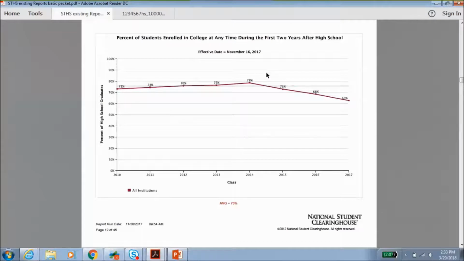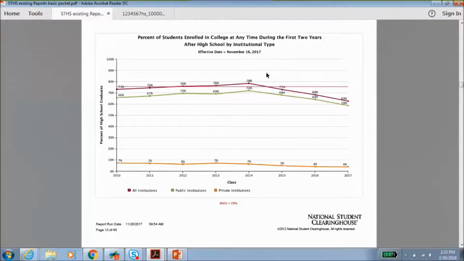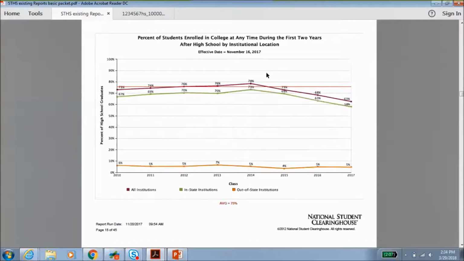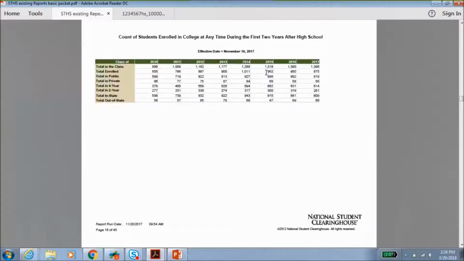And the third one is students that enrolled in college anytime during the first 2 years. These were all outcomes that our research center thought were key outcomes that you would be interested in, and that's why they're included in this packet. And it follows the exact same sequence that I've already showed you. All institutions, public, private, 4-year, 2-year, in-state, out-of-state, and the table.